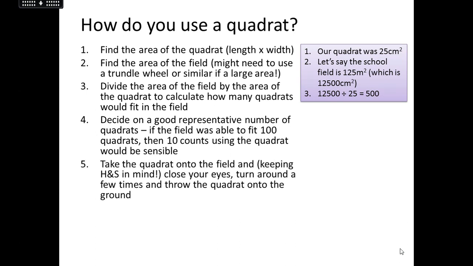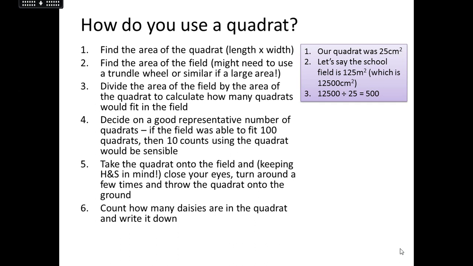So you then take your quadrat, your plastic frame, onto the field, keeping health and safety in mind. Now, I know this doesn't sound crazy, and some of you maybe have done this in the past and enjoyed it, but you close your eyes, you turn around a few times, and then you simply throw the quadrat onto the ground. The idea of doing that is to make sure that it's completely unbiased. So there's no, oh look, there's lots of daisies, let's count those. Or I'm feeling lazy today, let's put the quadrat down where there's no daisies. You're not choosing where the quadrat goes, it's completely random. So you are unbiased. Really good keyword to try and use in your exam if they ask you why you do things like randomizing where the quadrat goes. It's to make your results unbiased.